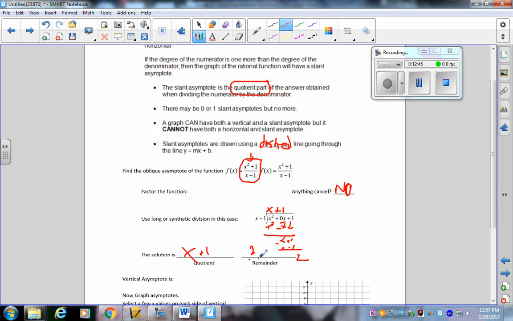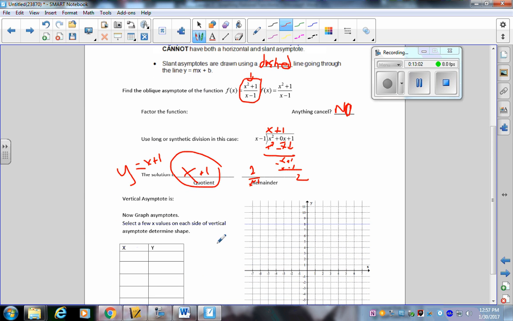Once again, I don't really care so much about the remainder for this part. It's the quotient that I'm going to be graphing. And you treat it like a line. It should be a line, y equals x plus 1. Now remember, if I were to graph this, here is my y-intercept, here's my slope, 1.